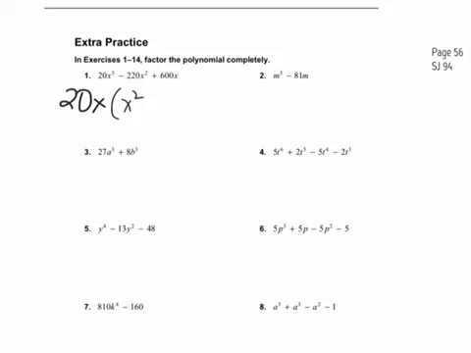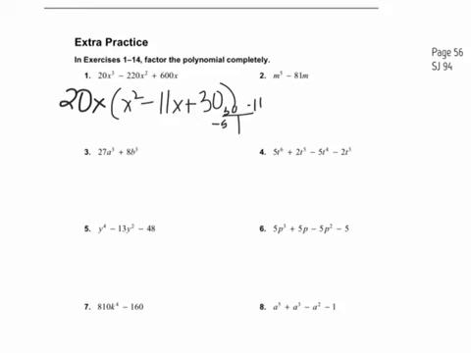220x squared divided by 20x will be 11x. And then 600x divided by 20x will be 30. Then I need to check this trinomial. Can I find factors of a times c that will give me a sum of b? I do expect you to show your work here. A times c would be 30. Sum of b would be negative 11.